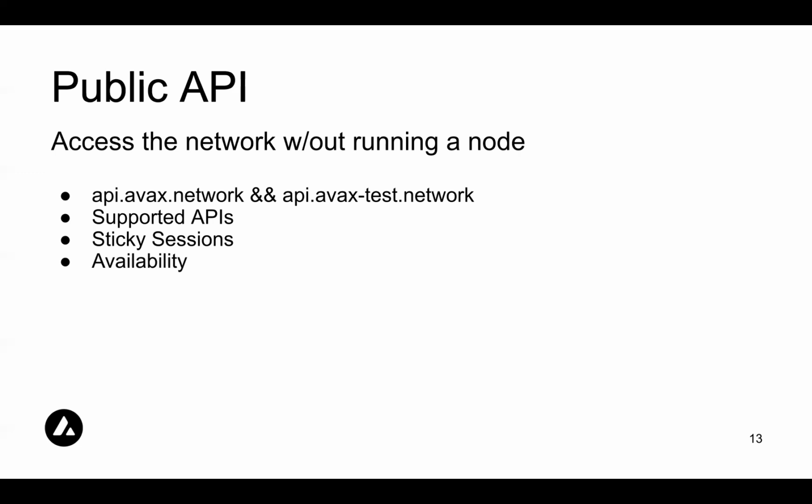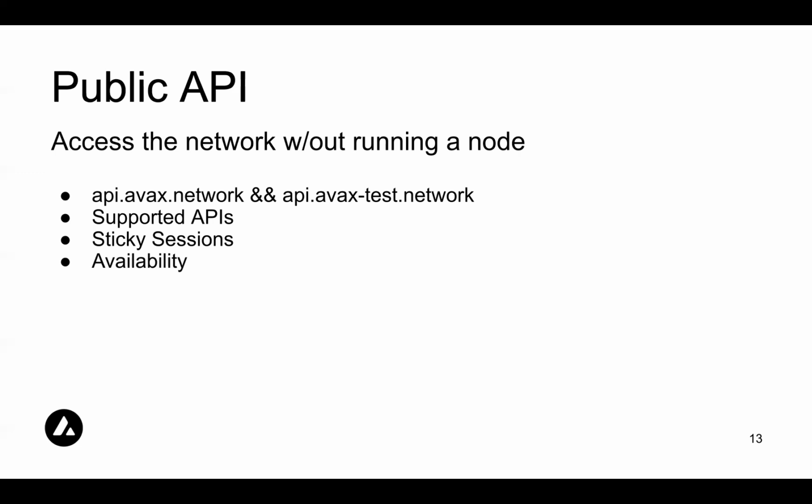And then, of course, to access a particular API, you just append the relevant API endpoint. So, for example, the URL to send X-Chain APIs is api.avax.network/ext/bc/X.